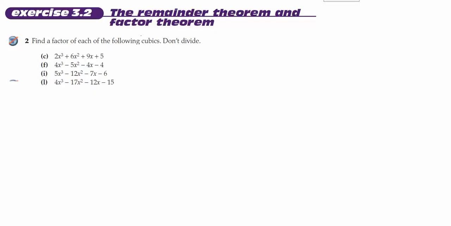This is for Year 11 Methods. It comes out of 3.2, question 2. Find a factor for each of the following cubics. Don't divide, so we're just asking for one factor. So look at 2c. I've got 2x cubed plus 6x squared plus 9x plus 5.